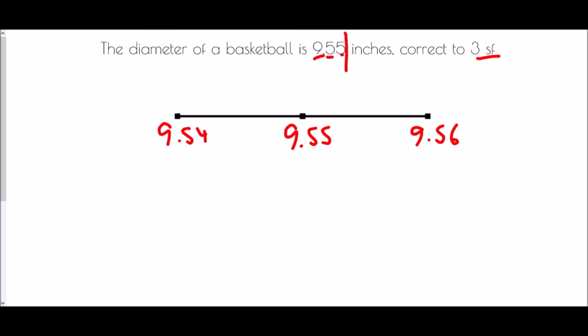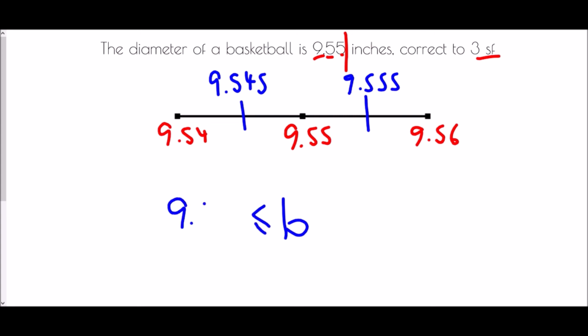9.56. What's going to be halfway in between those two values? Well, between 9.54 and 9.55 is going to be 9.545. And between 9.55 and 9.56, well, that's going to be 9.555. So when we deal with the basketball, it could have been at least 9.545 inches and at most 9.555 inches.